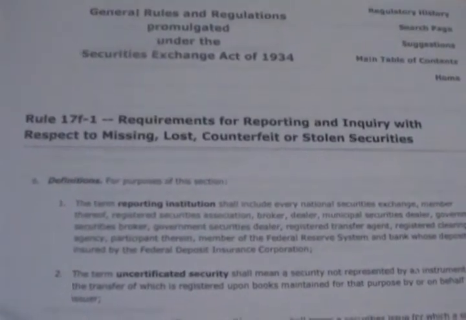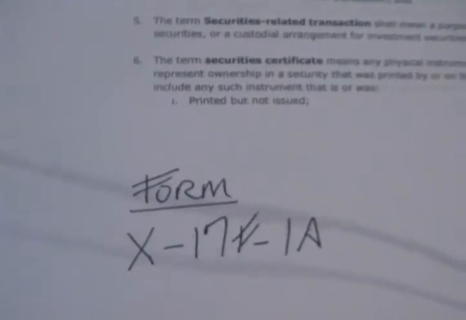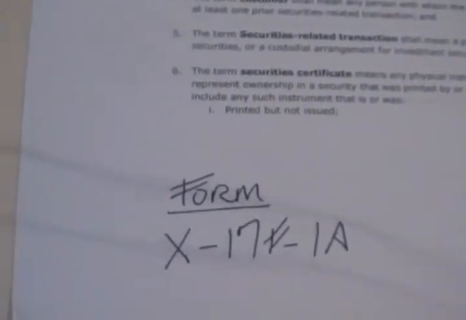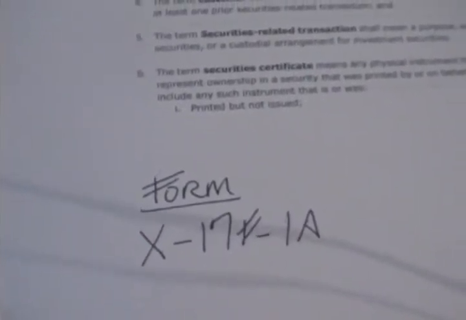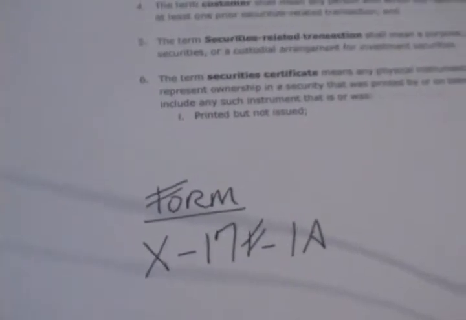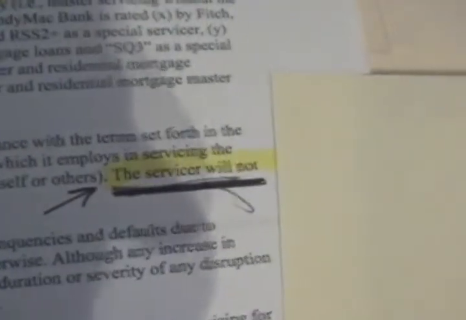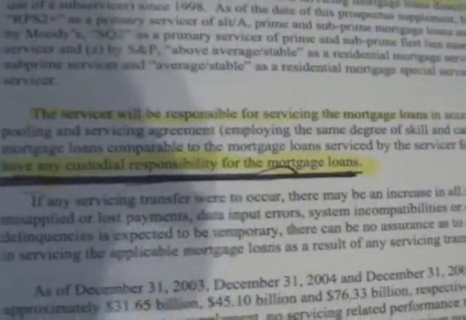Okay, you're required to report anything that's missing or lost, and this is the form that you should be filling out. So basically, if they never reported it missing, then it's not, right? So they should have this form filled out. Here we have the originator, again, IndyMac. Here we have IndyMac servicing the loans, and we establish it is not custodial rights.